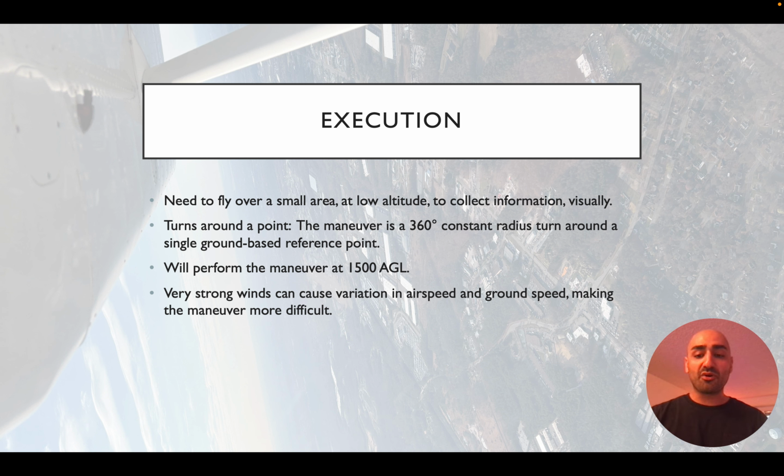Execution. So how are we going to do this plan? In order for us to fly over a small area and circle around the accident, we have a good maneuver called turns around a point. This maneuver is a 360 constant radius turn around a single ground-based reference point. For this maneuver, we want to stay above 1,500 feet above ground level, and we want to consider the winds, because the winds will make this maneuver a little bit more difficult, and we have to be on top of it a little bit more.